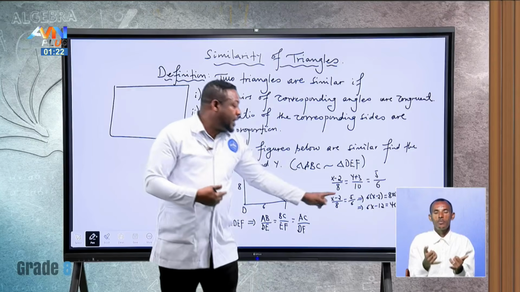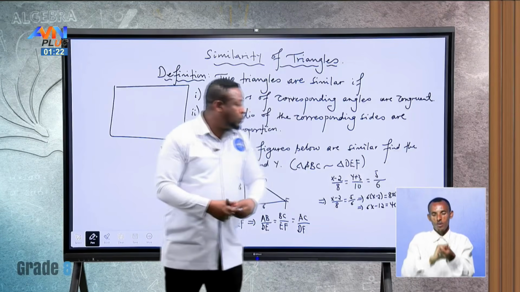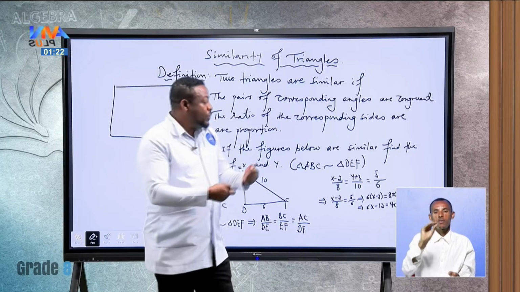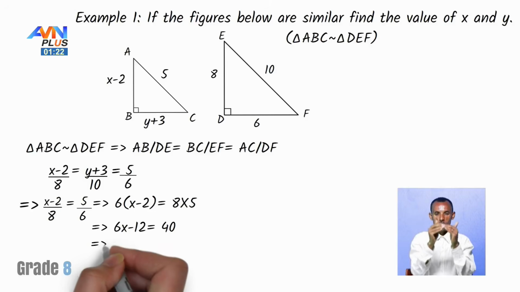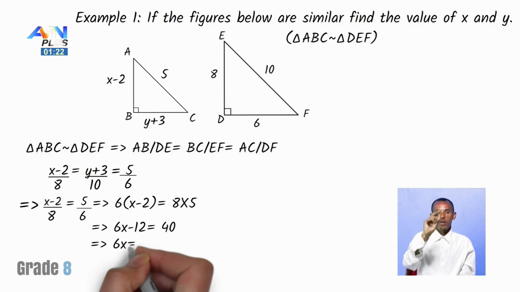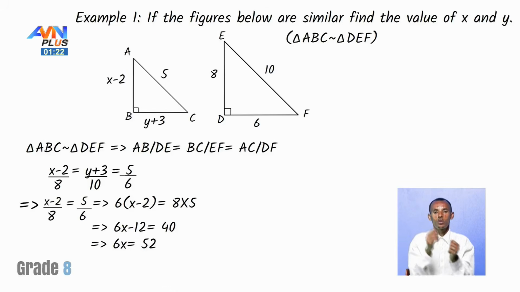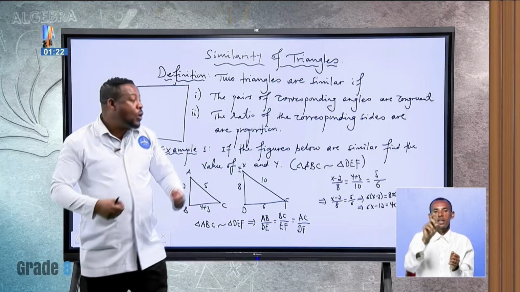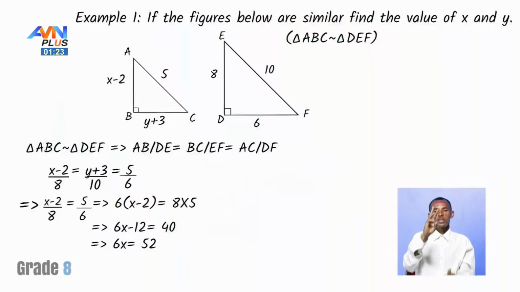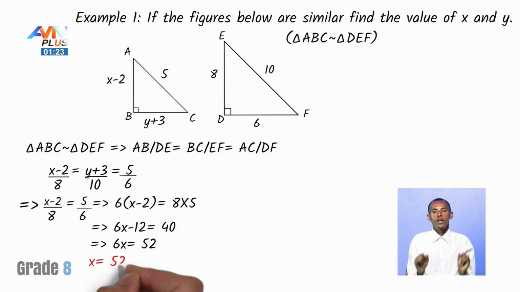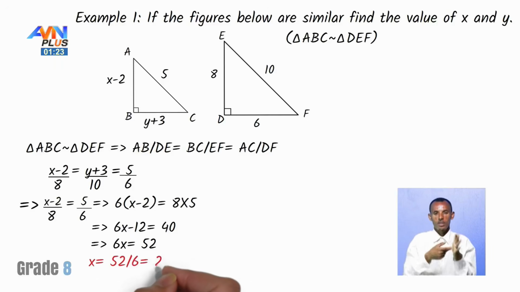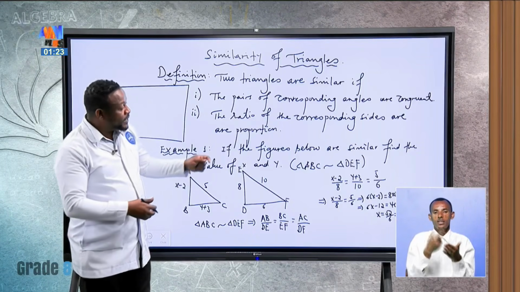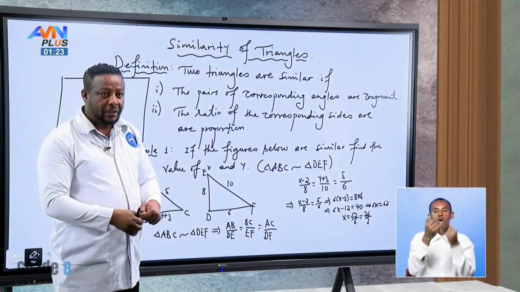Now you can transform −12 to the right, you will get 52, right? So 6x becomes 52. Now dividing both sides by 6, you get x is equal to 52 over 6, or 26 over 3. Okay, the value of x in this case is 26 over 3, right?